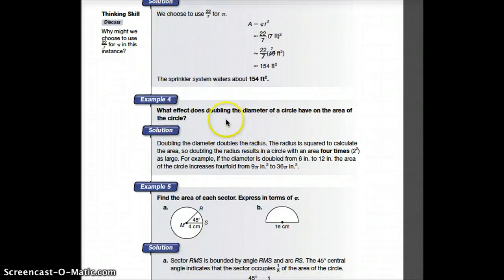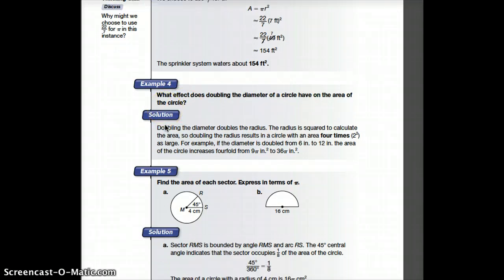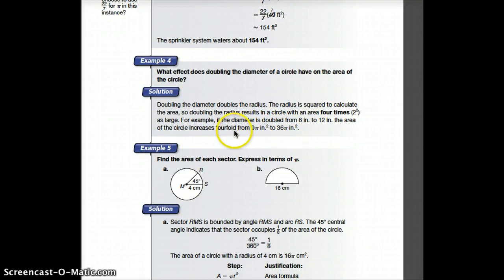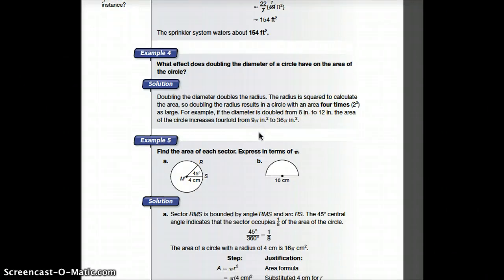Okay, what effect does doubling the diameter have on the area of the circle? Remember now, before, doubling the diameter gave you a double circumference. But actually, doubling the diameter here makes the area 4 times as large. So if we have a circle that has a diameter of 6, and then we go to 12, the area actually gets quadrupled.